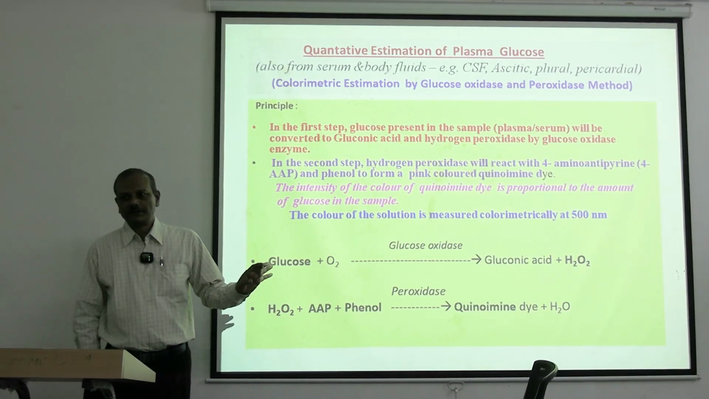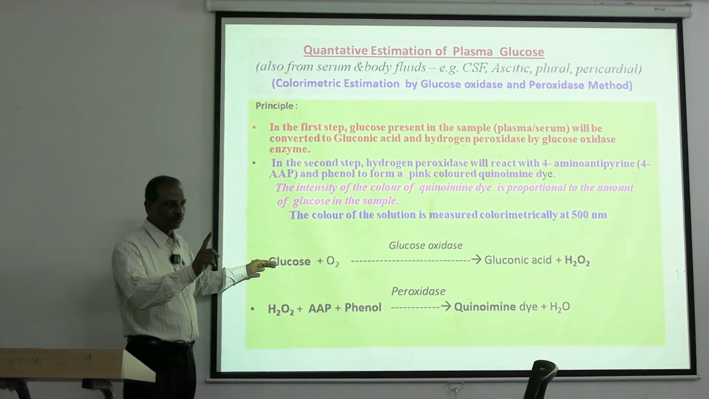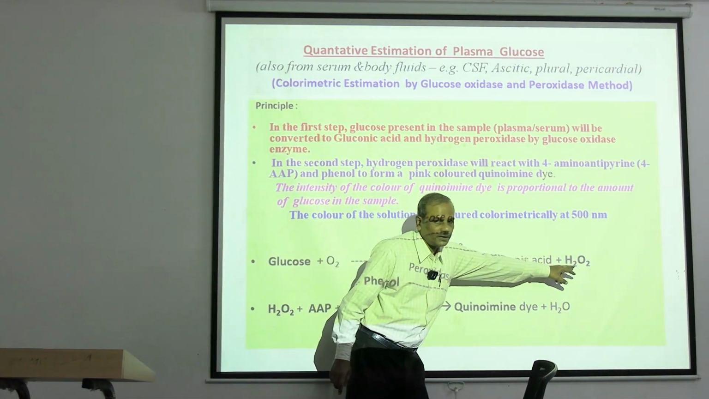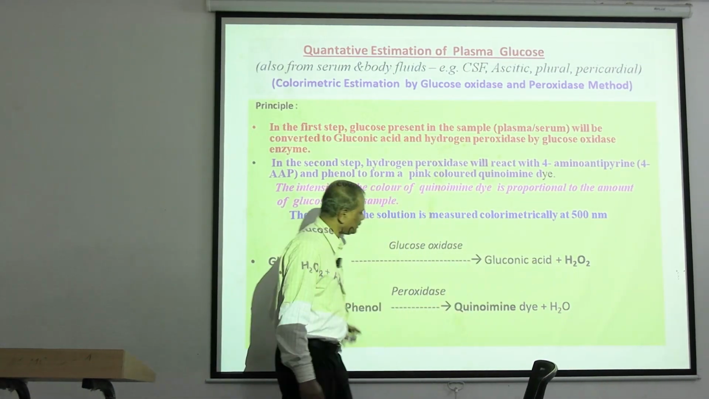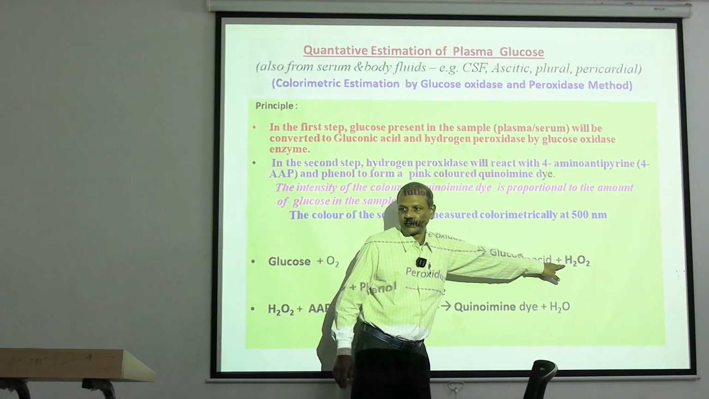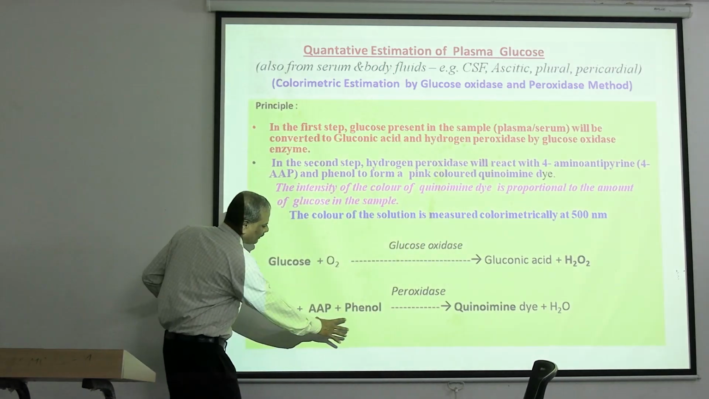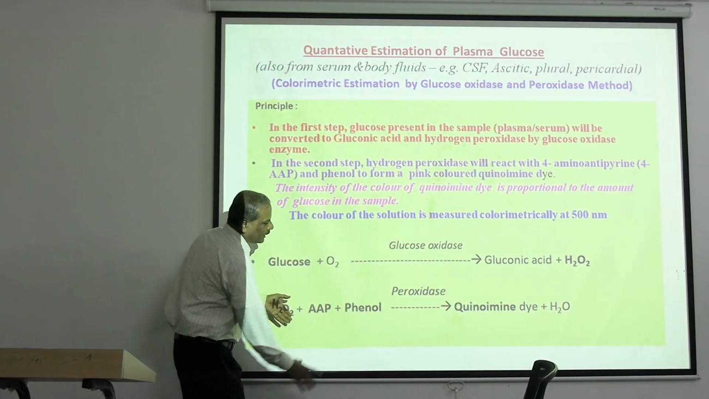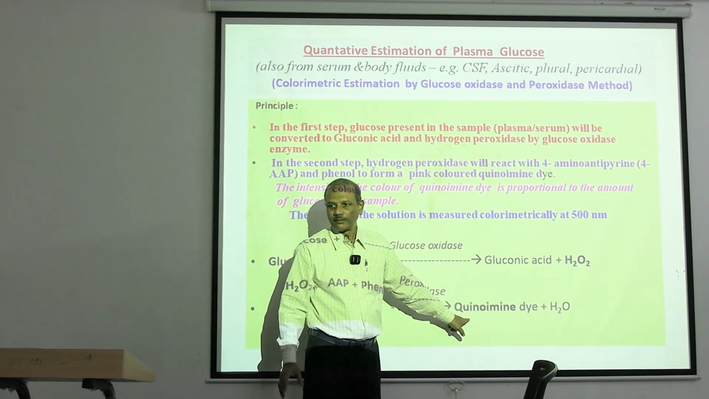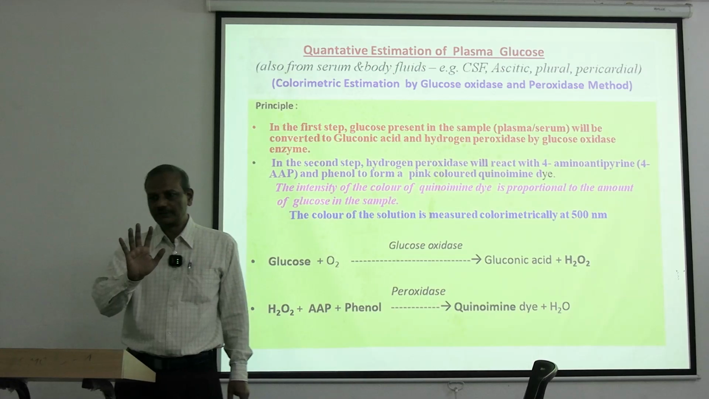Okay. Now just consider this. Suppose there is 1 molecule of glucose, so 1 molecule of H2O2 is formed. So this gluconic acid is no more coming. We are now dealing with H2O2. So 1 molecule of H2O2 will react with aminoantipyrine and phenol, and that reaction will give 1 molecule of quinoneimine dye. And quinoneimine dye is pink in color. You will see in the laboratory.